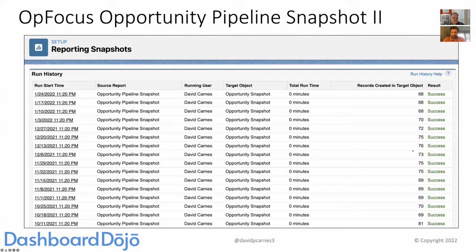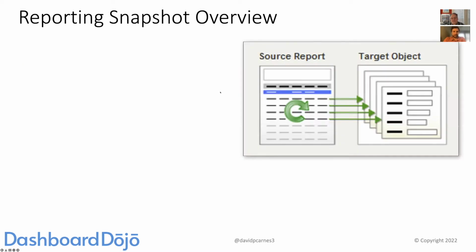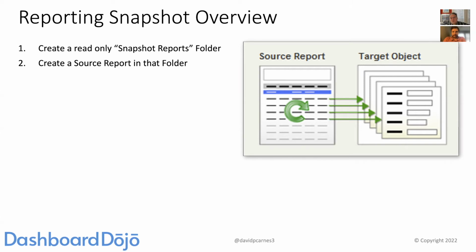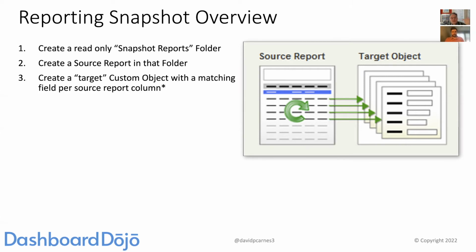Okay, so this is a high level snapshot. Let's actually get in and start building our snapshot. What we're going to do is create a read-only snapshot report folder. We're going to do that in a minute. We're going to create a source report in that folder. We're going to create a target custom object that has matching fields per source from that report.